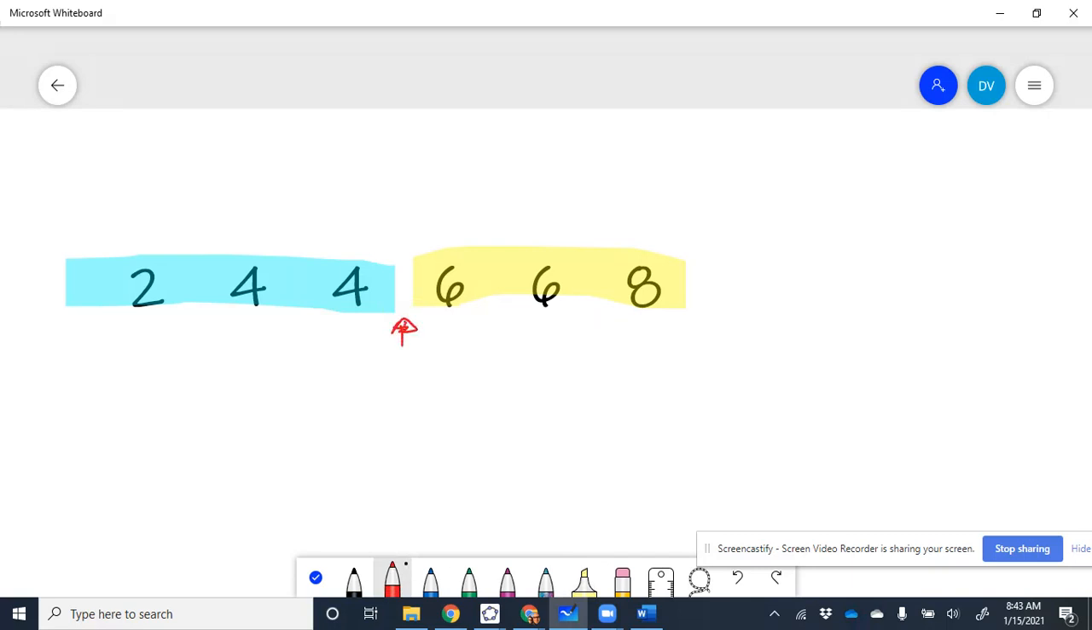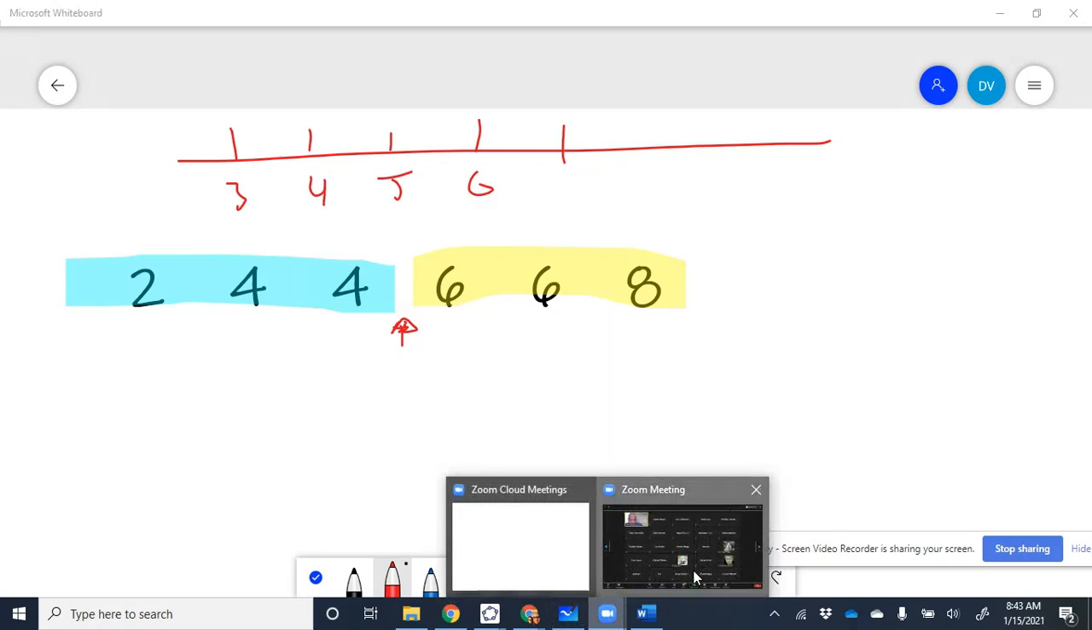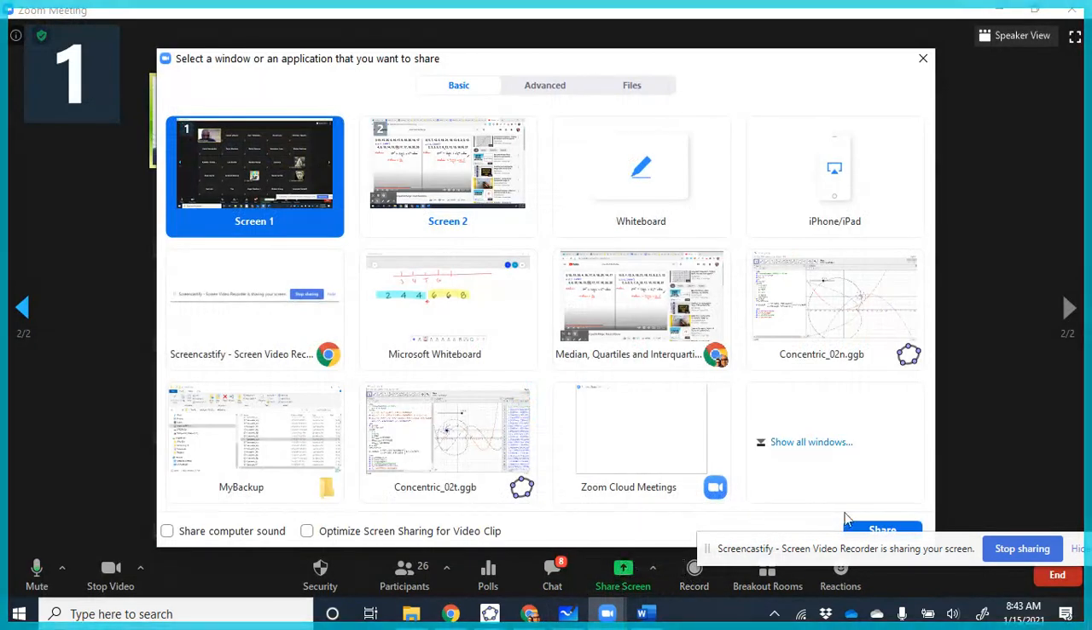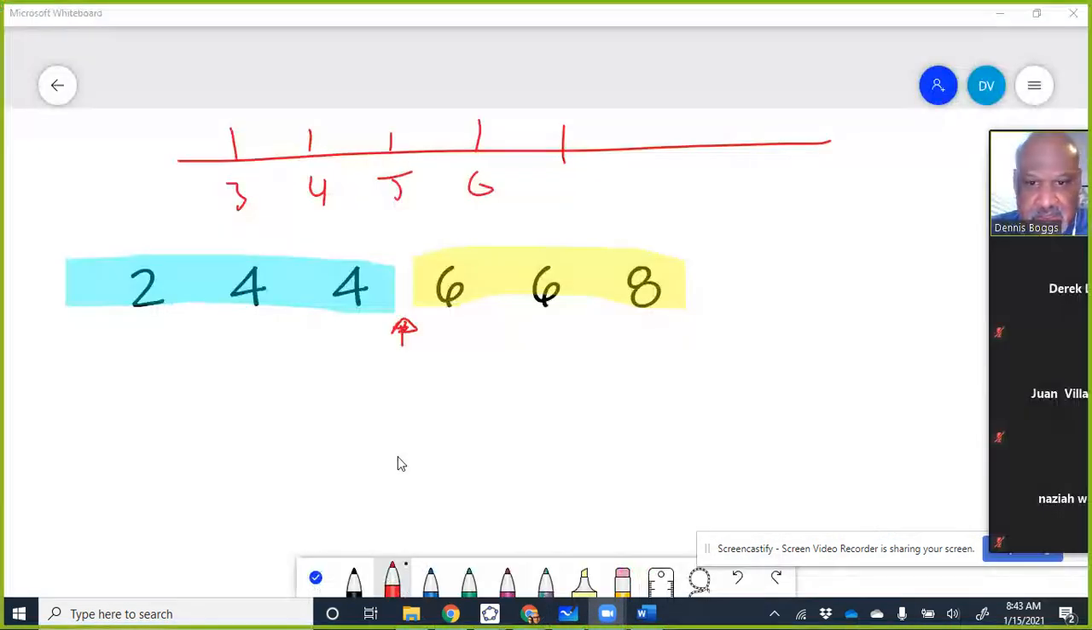So there's 2 ways we could figure this out. If I were to make a number line and I had on it, let's say 3, 4, 5, 6. Go ahead. Yes. Oh, I didn't share it, did I? I'm sorry. That's what I was doing wrong. Share, and can you see it now?